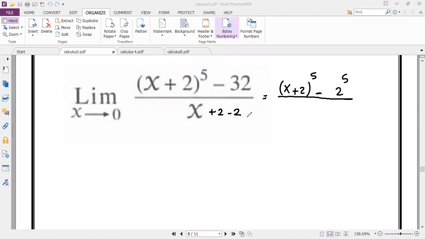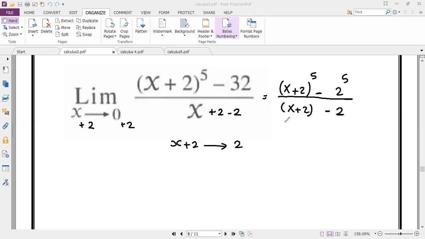When adding 2 and subtracting 2, nothing happened. I didn't change the value of the denominator. So right here it's x plus 2, then minus 2. I just did it to apply the rule. Now we have x tends to 0. If we put 0 here on both sides, x plus 2 tends to 2.